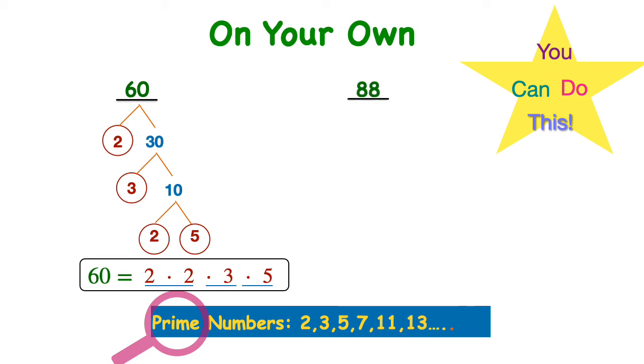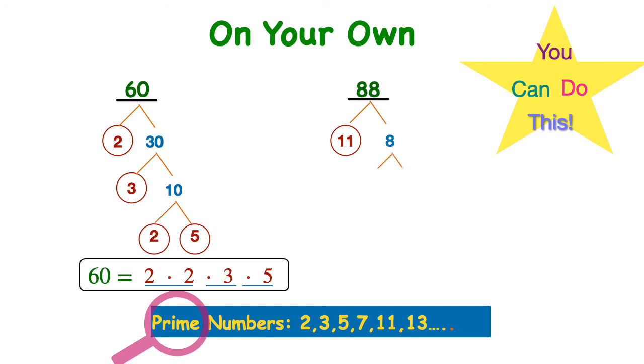Let's try 88. We know 88 is composite, so it gets 2 branches. And again, many different factors, so I'm going to go ahead and start you off with 11 times 8. And I know that 11 is prime, so I've circled it. And you go ahead, pause the video, and finish it up on your own.